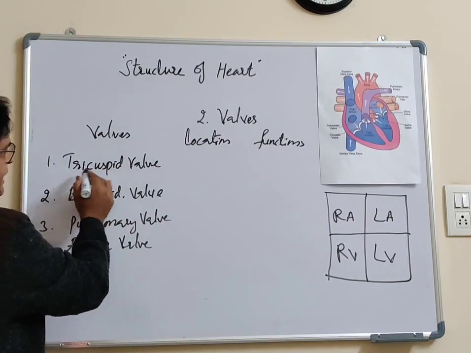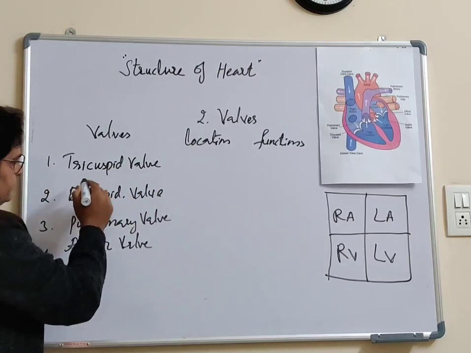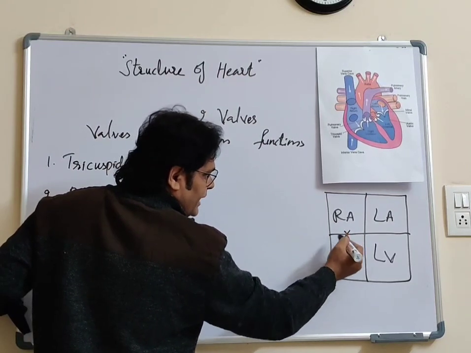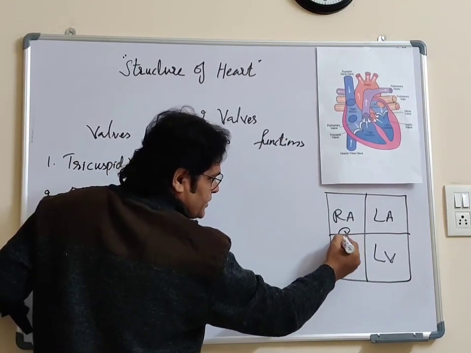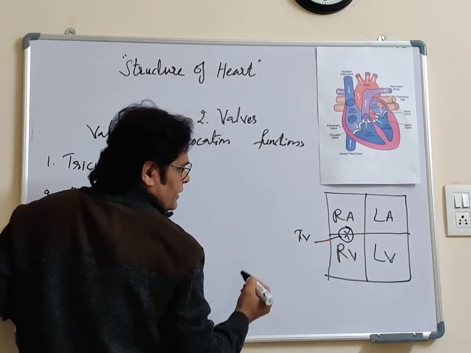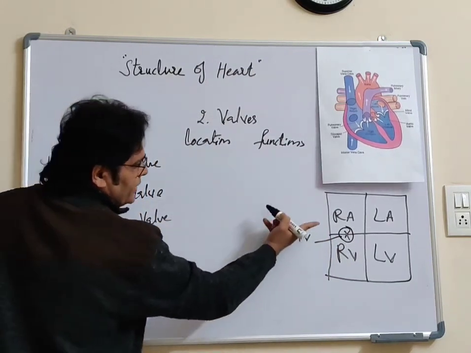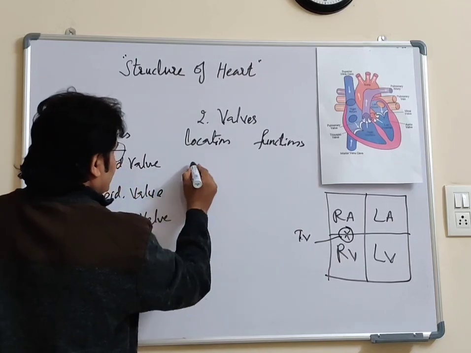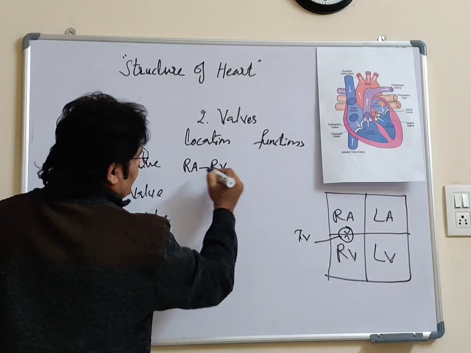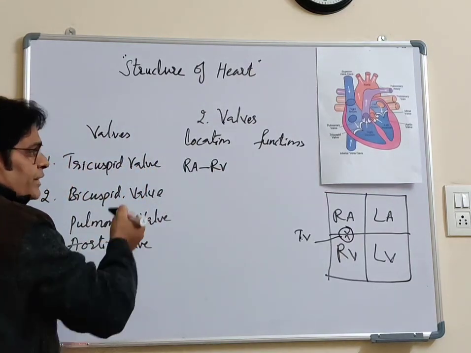Clear? Now, where is the tricuspid valve present? This tricuspid valve is present between the right auricle and right ventricle. Okay, here it is present. This is the tricuspid valve. Clear? What is the location? In between the right auricle and right ventricle. So for location you write: in between the right auricle and right ventricle. Now what is the function of it?